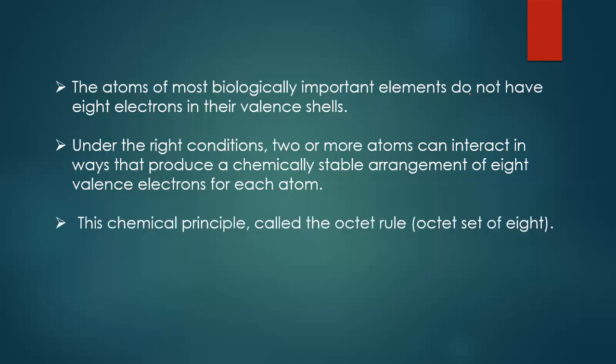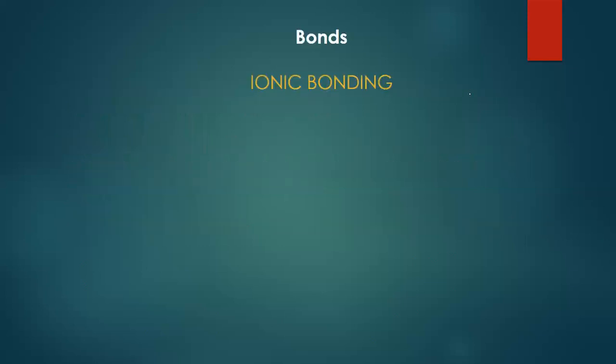Okay. So this chemical principle is called the octet rule. The octet rule simply states that for an atom to be stable, it needs to have a maximum of 8 electrons in its outermost shell, or its valence shell. Let's take a look at some types of bonding, how they are formed, their properties, and even their importance in biology.